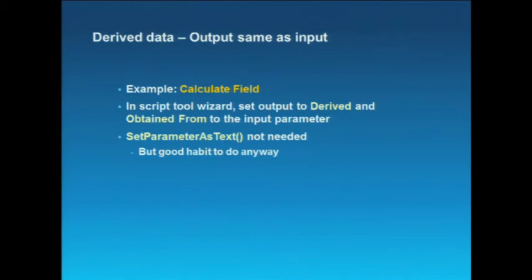is something like calculate field. If you have something like that, and I think a lot of you do, you have a tool that takes a data set in and calculates a bunch of existing or new fields on it. The output of that is derived. It's the same as the input, and that's another place where you use that obtain from flag. You say, hey, the output's a copy of the input. Obtain it from this input parameter.